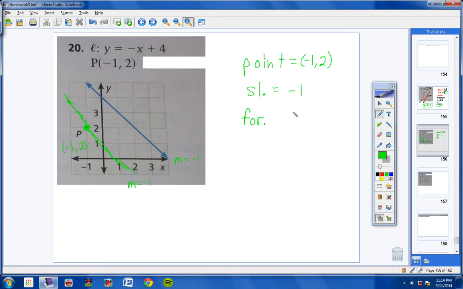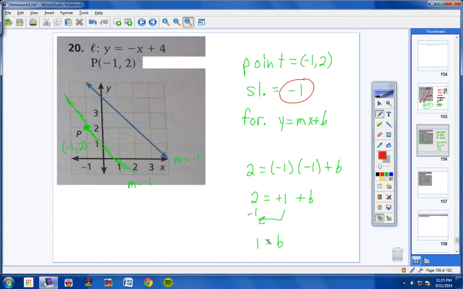So we're going to use negative 1, and then here's our formula. So here we go. For the y, I'm going to substitute 2. For m, I'm going to substitute negative 1. For x, I will substitute negative 1. And let's see what we get. 2 equals negative 1 times negative 1, which is a positive 1. Then bring the positive 1 over and make it a negative 1. 2 minus 1 is 1 equals b. So, students, I do know what the slope is. I do know what b is. And so we can write the linear equation.